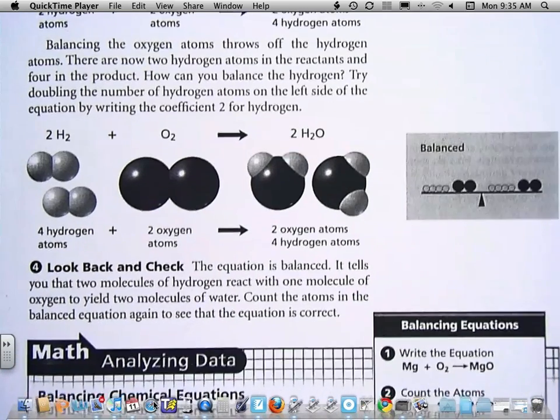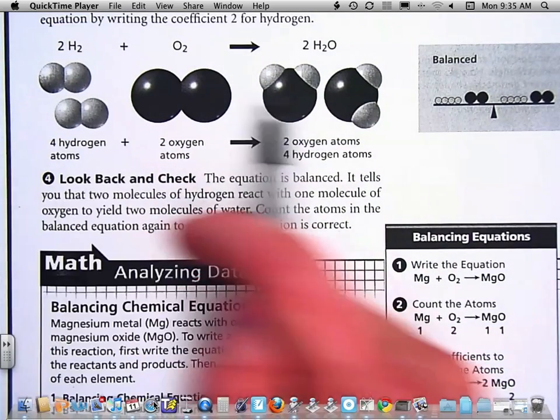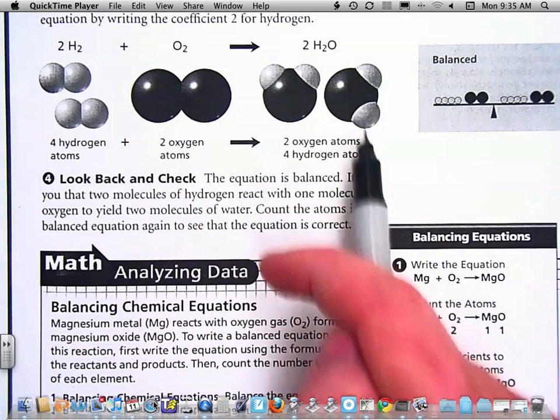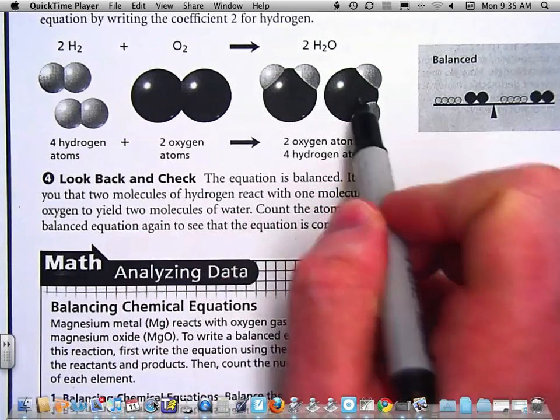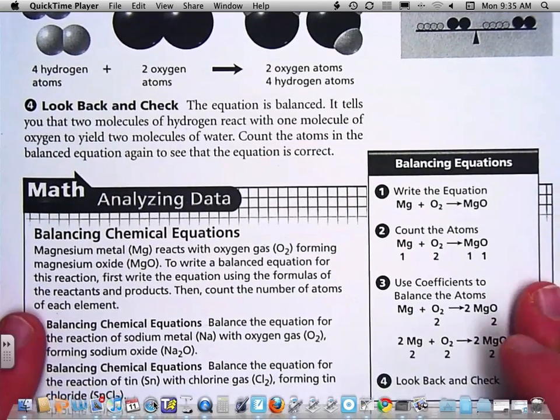All right, so 1, 2, 3, 4. 1, 2, 3, 4. Makes sense. 2 oxygens, 2 oxygens. We're cool. All right. Let's read the math problem here.